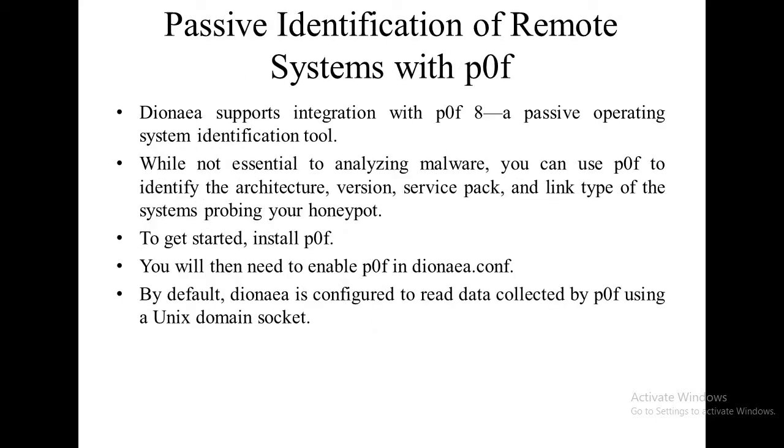So this is the topic of analyzing and replaying attacks. What is p0f? p0f is a tool for passive identification of a remote system. The p0f tool analyzes the malware, and it also identifies the architecture of the attacker, their version of the system, and their service pack. So everything we can find, including the link type. Using this p0f tool, a passive operating system identification tool, we can identify which system is operating.